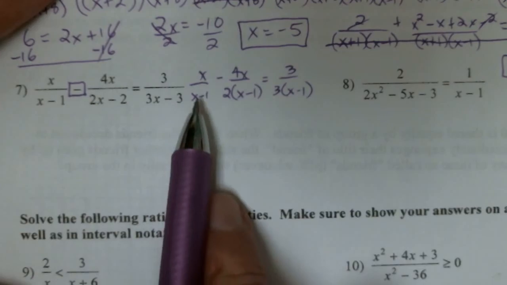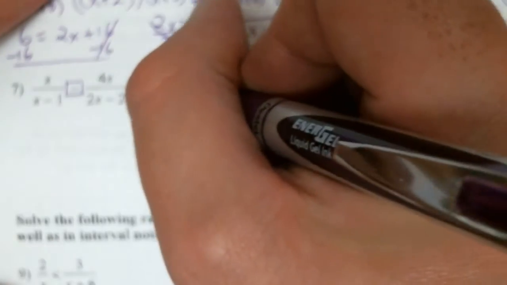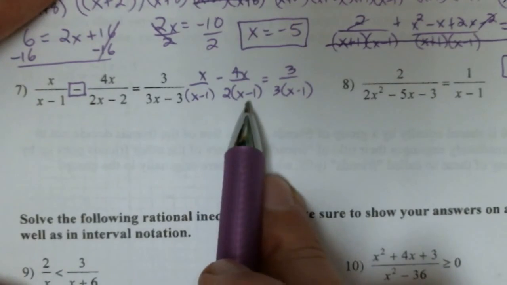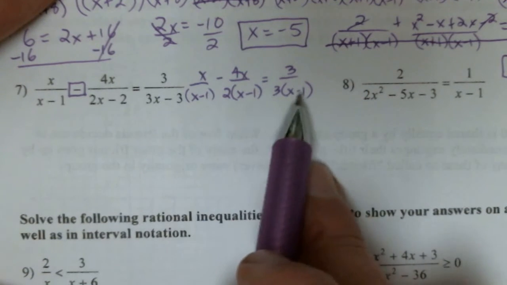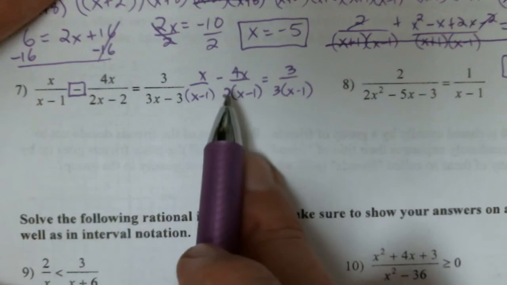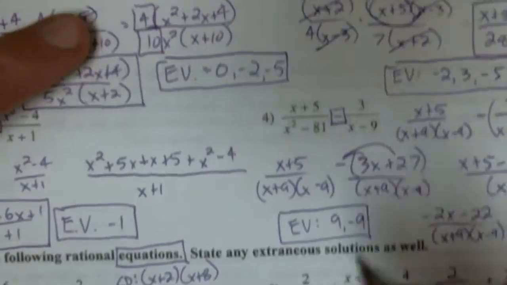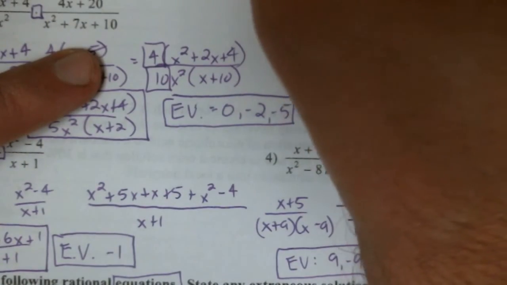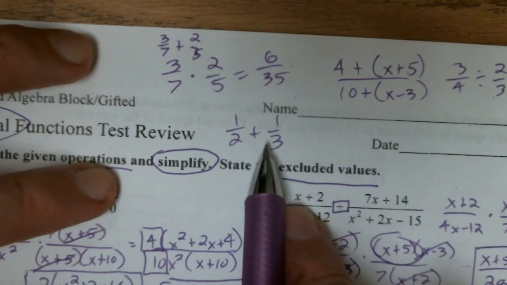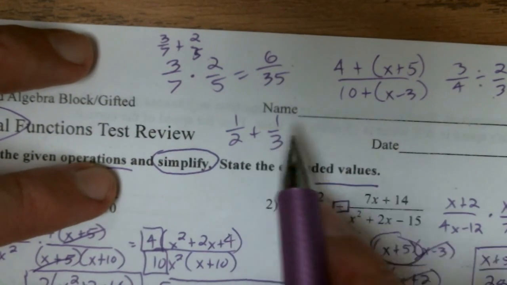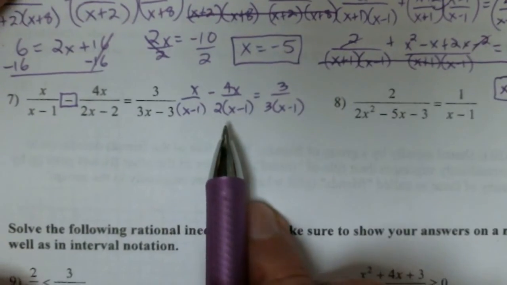Okay, so I've got an x minus 1, a 2 times x minus 1, and a 3 times x minus 1. So the common denominator is definitely x minus 1. They all have that. But then I have a 2 here and a 3 here. Well, if I'm adding 1/2 plus 1/3, what's the common denominator? You would just multiply these together and that would be 6. It's the same thing here.